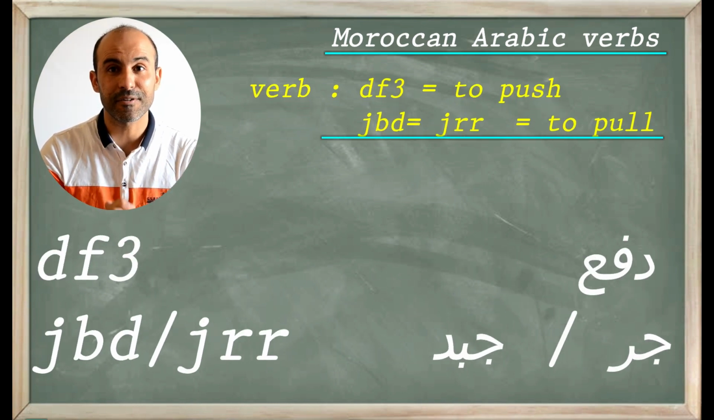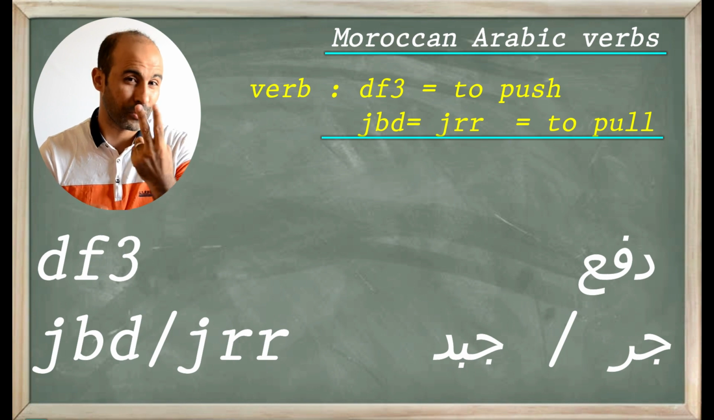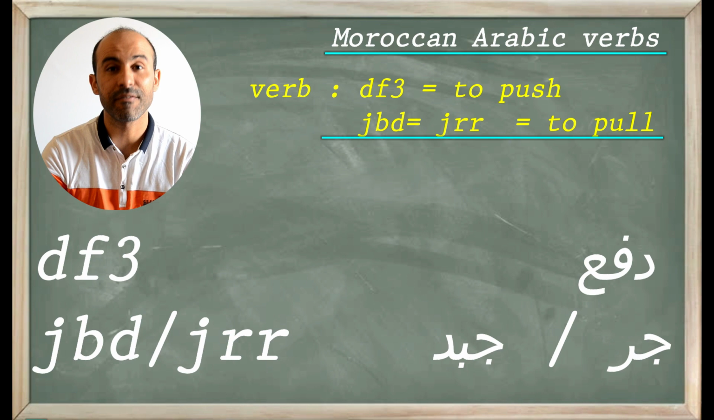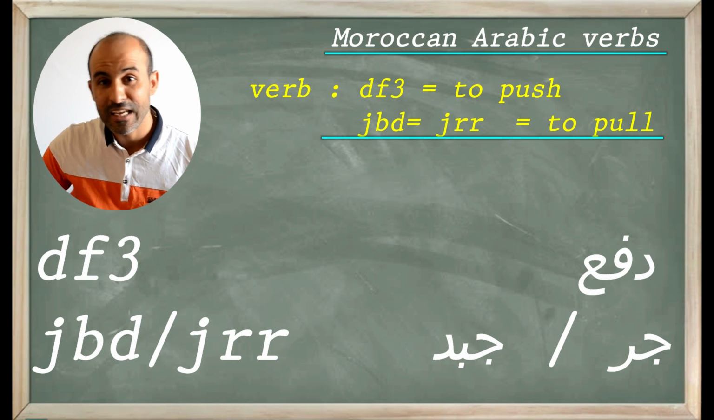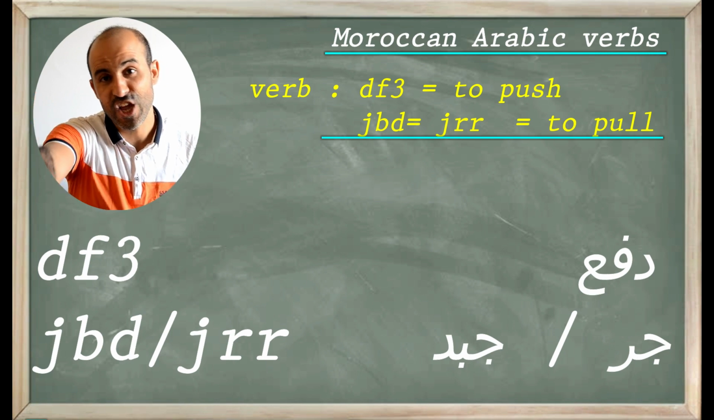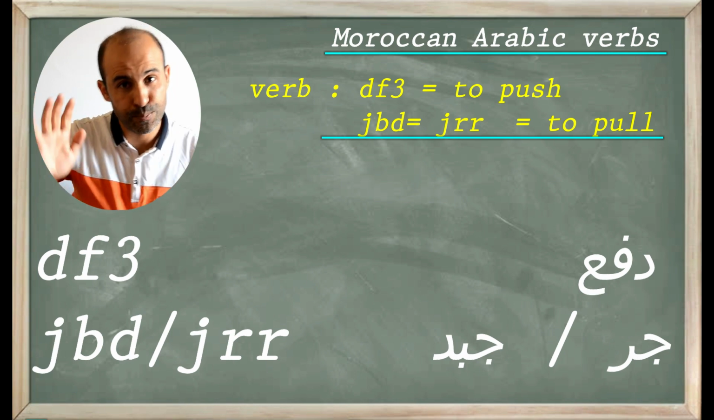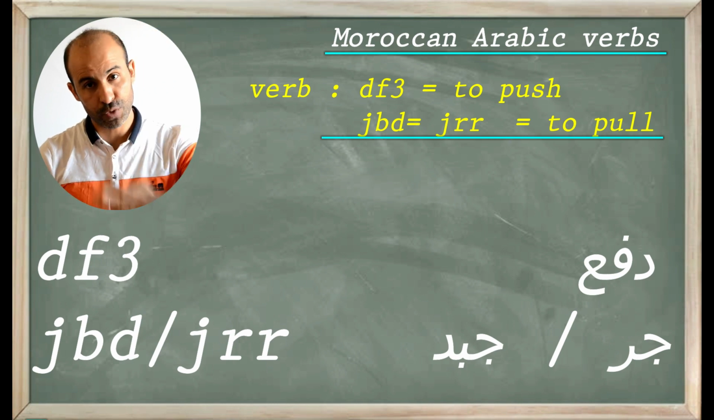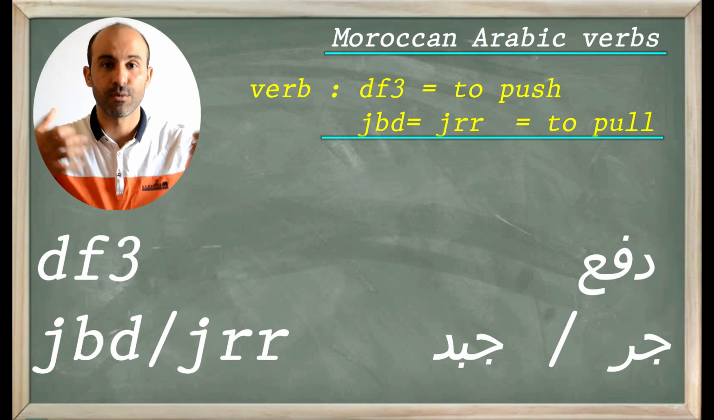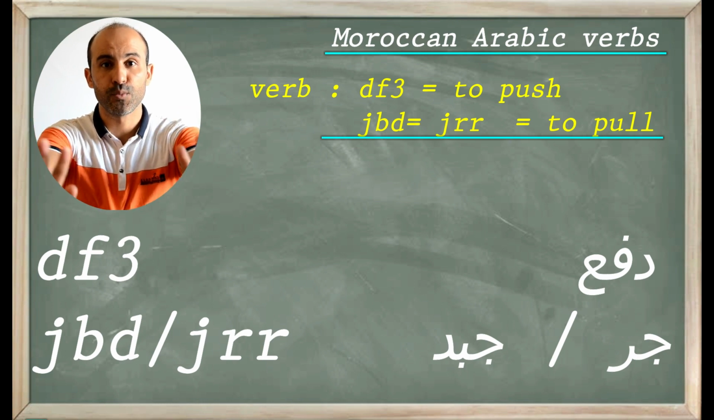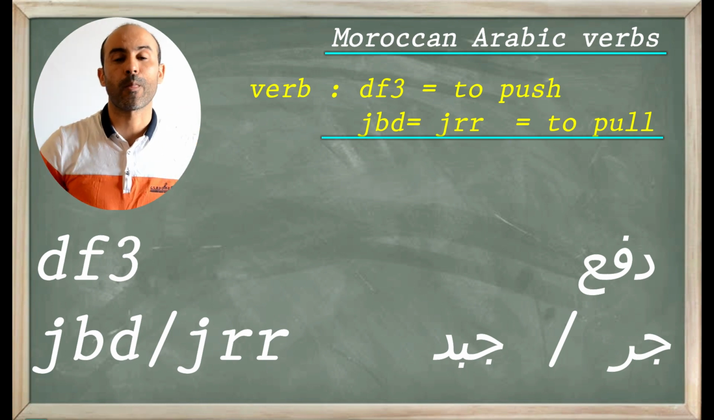The second verb here, or let's say the two verbs, are very important verbs because you will see them everywhere in the offices in Morocco. They are dfa and jbed. Dfa is to push something, push. And jbed is to pull. So let's start with dfa.